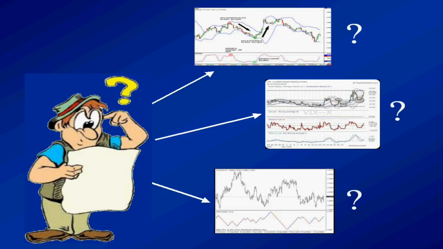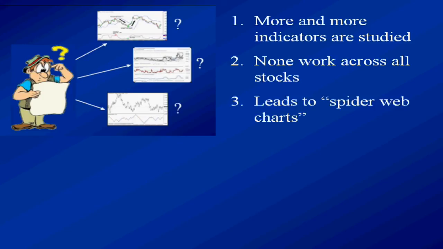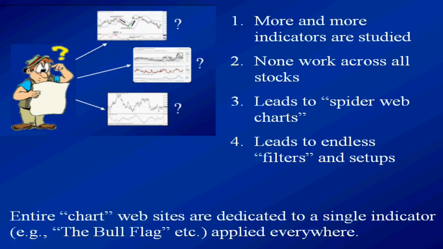And so the trader is puzzled. Which indicator is best? He tries this one and that one, and all of them work sometimes, and sometimes they don't, and he gets confused. So he uses more and more indicators. They're all studied. None work across all stocks. This leads to what I call spiderweb charts, very complicated setups with lines all over the place. It leads to endless filters and more setups.